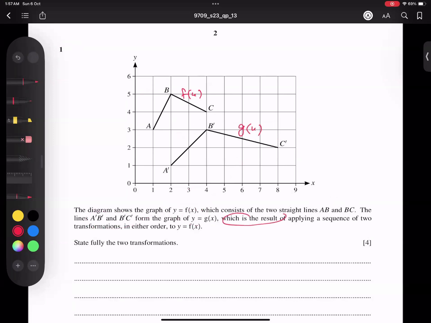He's saying, what is the result of applying a sequence of 2 transformations in either order? So it means any order we can write. And why in any order? Let's see what's happening, and state fully the two transformations. And when we say any order, definitely it means the directions are not the same. Maybe one along the x and one along the y axis. So let's see what is going on. So we have to move from here to here. So I think, if you look carefully, B is shifting from here to there.